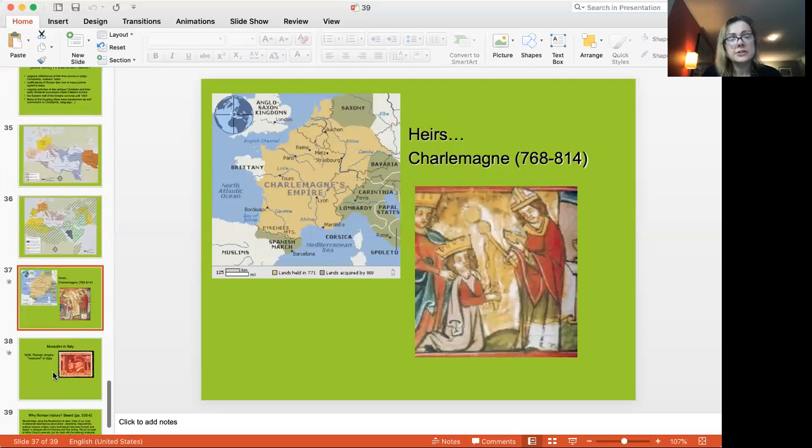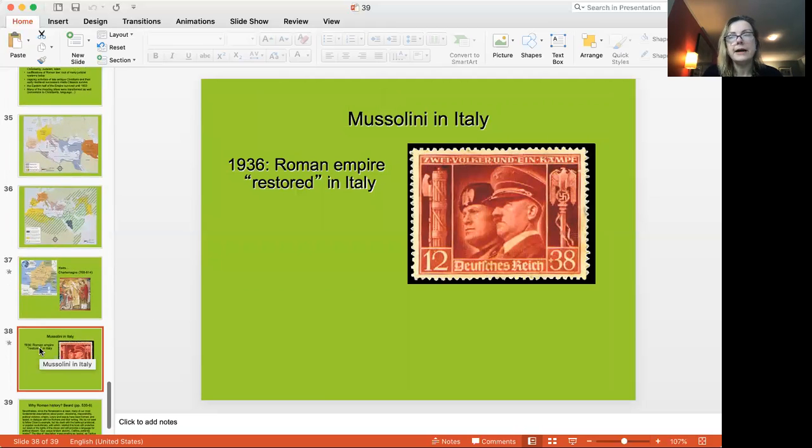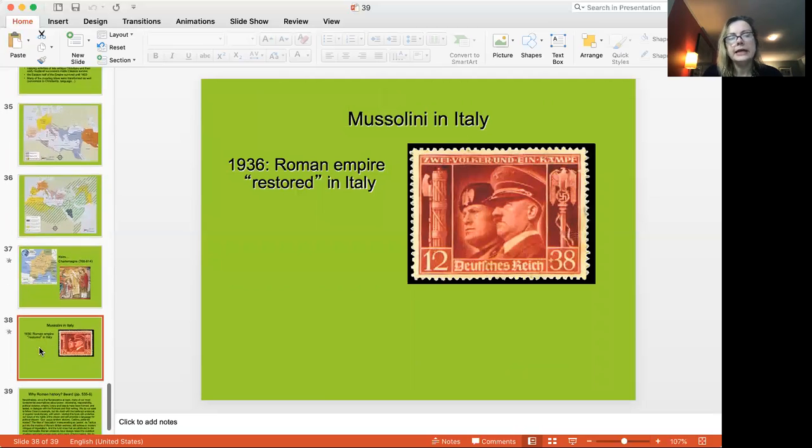And the history doesn't stop. There are lots of examples for that, including in the 20th century, of course, Mussolini in Italy, who was, as you can see from the stamp, a close ally of Hitler, who also claimed that he restored the Roman Empire in Italy. So what's the takeaway from all of this is that the Roman Empire lives on in our mind, right?